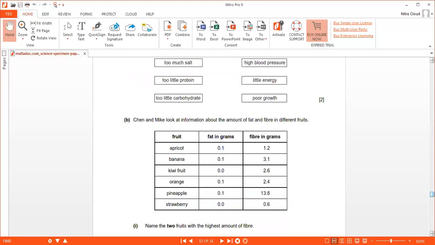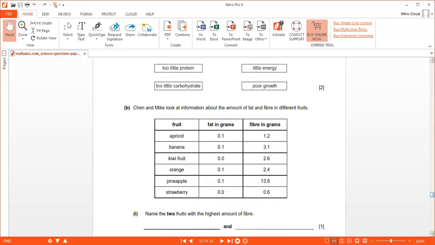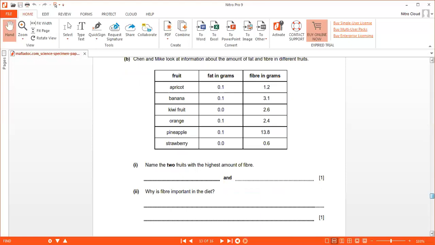B. Shannon and Mike look at information about the amount of fat and fiber in different fruits. Name the 2 fruits with the highest amount of fiber. The highest amount of fiber here is the pineapple, then the banana. So it's pineapple and banana. Why is fiber important in the diet? It's important for a proper bowel movement to prevent constipation.